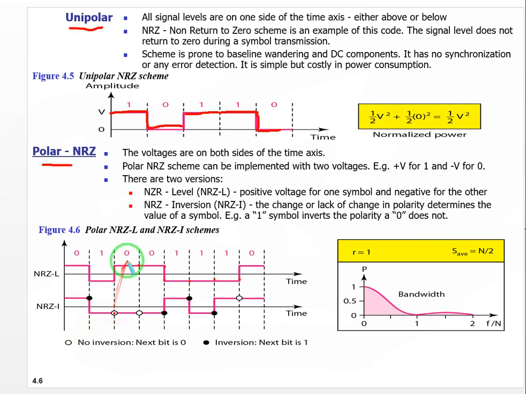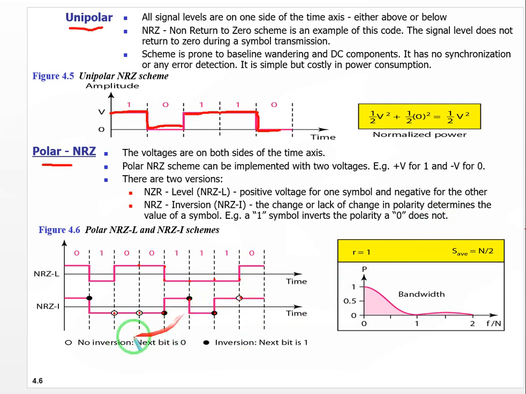Naturally zero does not change the level, so zero remains the same. Then we have a zero, so it does not change. Then we have a one, so for a one we need to invert, because we considered that one symbol inverts the polarity. Again we have a one, so it inverts again, then another one, so we invert, then we have a zero, which does not change the polarity, so it remains the same.